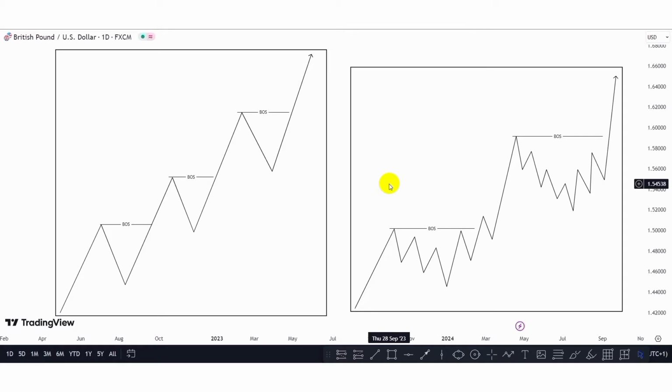So this means that major market structure is identified from your higher time frame, and the minor market structure is identified from your lower time frame. So guys, let's head to the chart so that you can understand how to identify the major market structure and also the minor market structure.